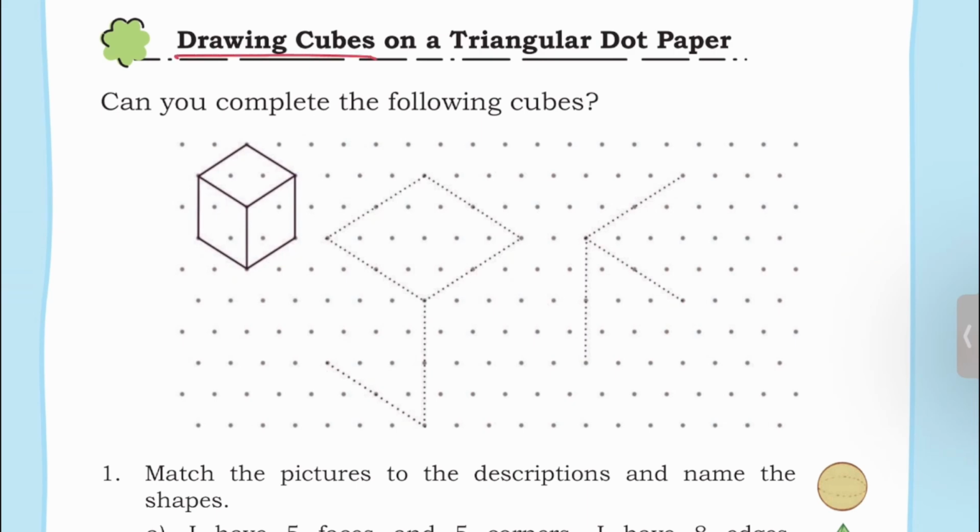Drawing cubes on a triangular dot paper. Can you complete the following cubes? You have to complete these cubes like this.